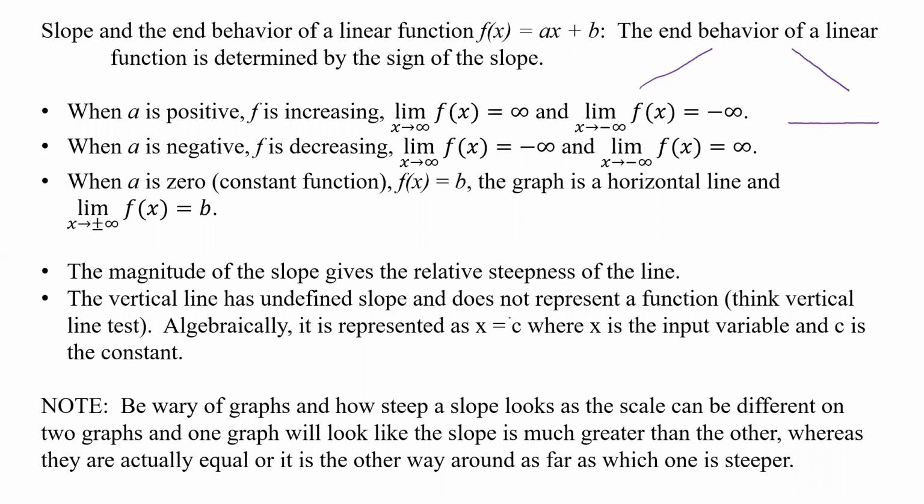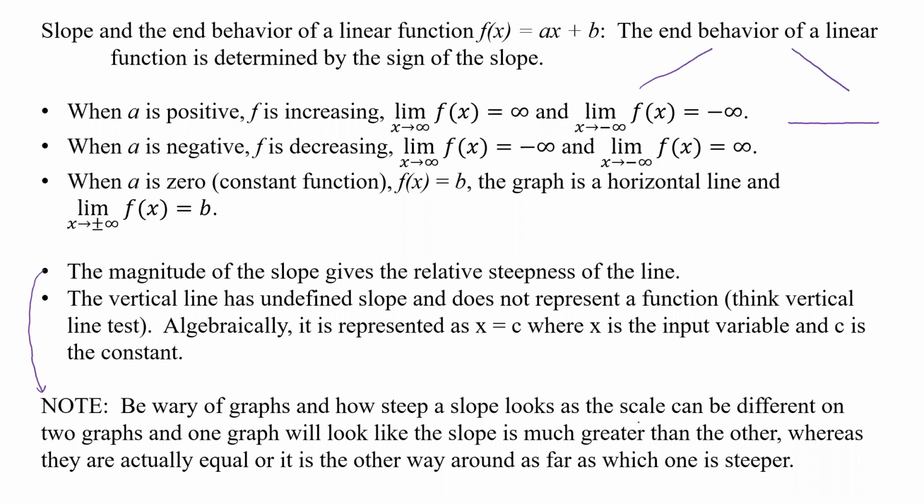Now the magnitude of the slope gives the relative steepness of the line. So, the larger the magnitude is, the more steep, the smaller it is, the less steep it is. Okay, now this really ties into this note down here. When you're looking at a graph, how steep a slope looks on the scale can be throwing you off, because two different graphs will sometimes have different scales. Sometimes they're going to be smaller or bigger, and so their slope will look different.